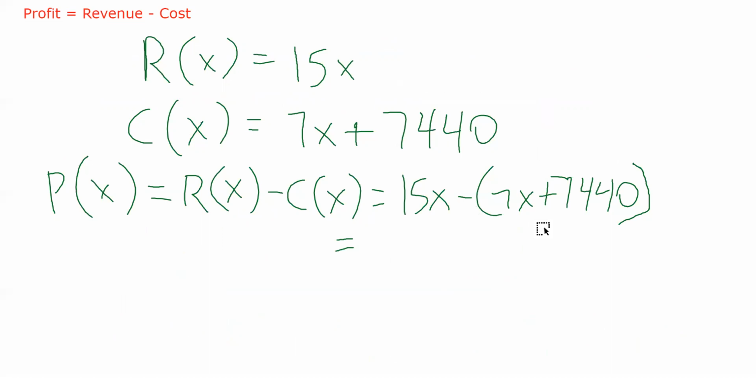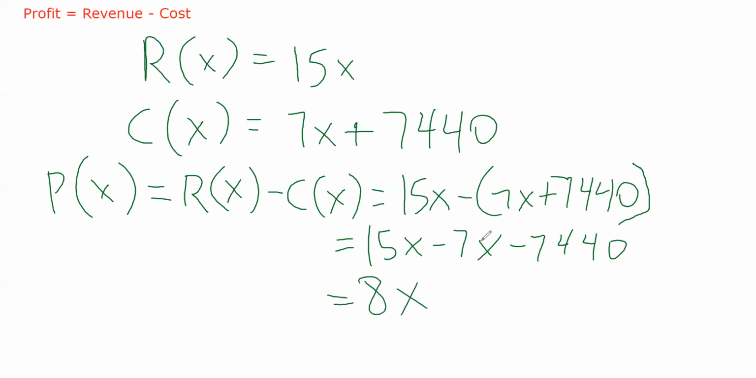You would distribute the subtraction: 15x minus 7x minus 7440. So now that 7440 is finally being subtracted now that we're talking about profits, because that's 7440 I lose every month just right off the bat. I can combine like terms here. So it's 8x minus 7440. That's my profit.